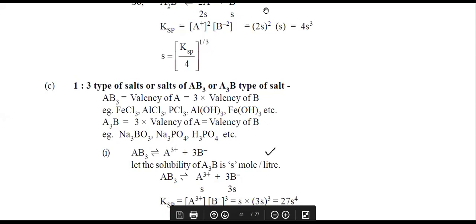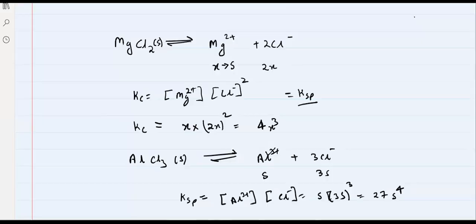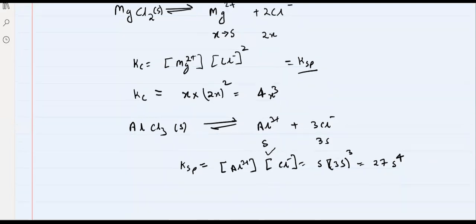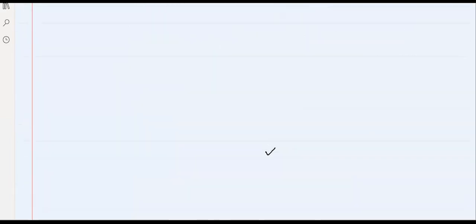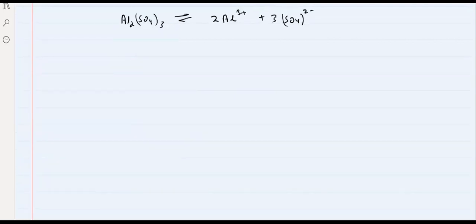If everyone is clear about this, then try to find some more. Try to find Ksp for some more salts. Let's see. I'll give you a reaction. Try to find Ksp for this reaction. Al2(SO4)3 will break down into 2Al3+ plus 3SO4 2-. Write down the Ksp for this one. What would be the Ksp of this one?